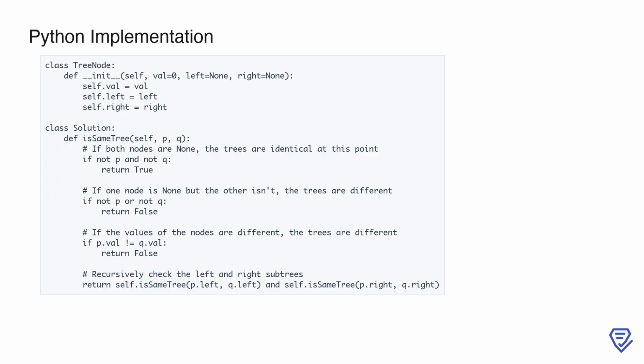This algorithm ensures that every node in both trees is visited exactly once, resulting in a time complexity of O(n), where n is the total number of nodes in the larger tree. The space complexity is O(h), where h is the height of the tree, due to the recursive call stack.